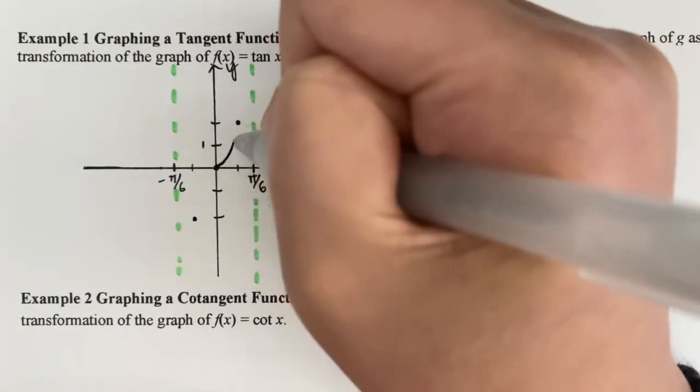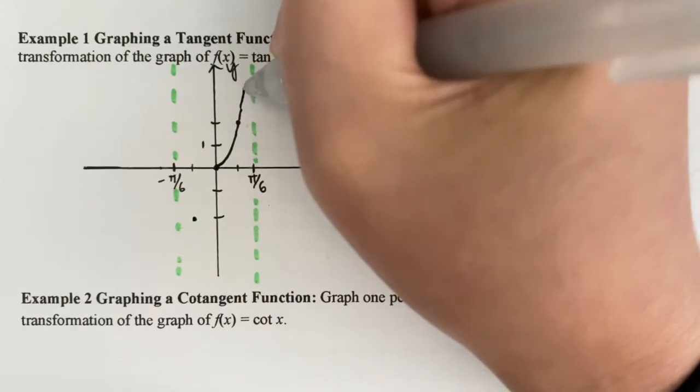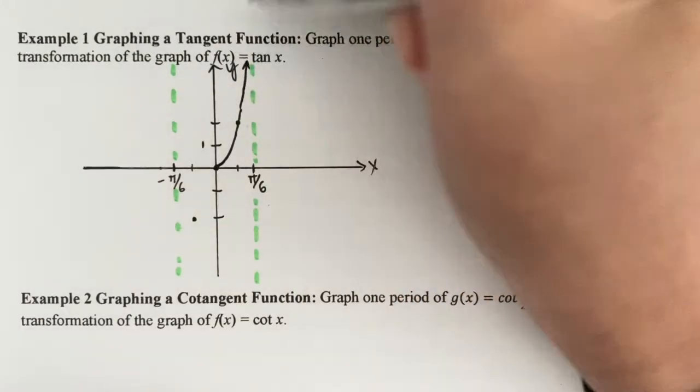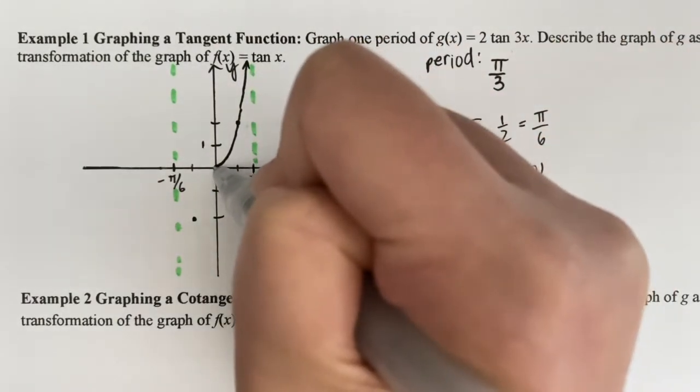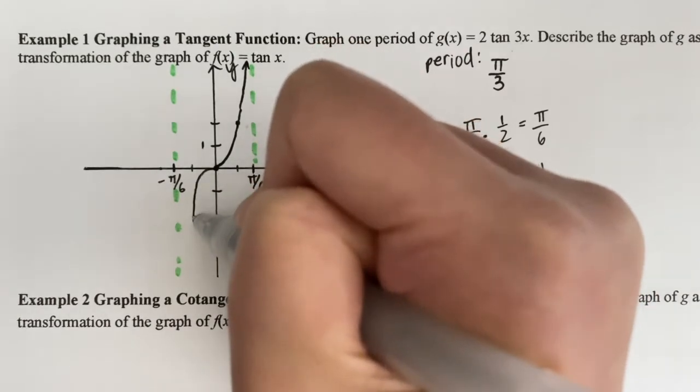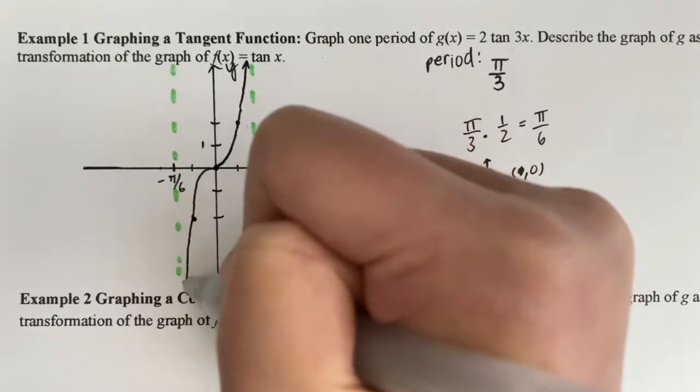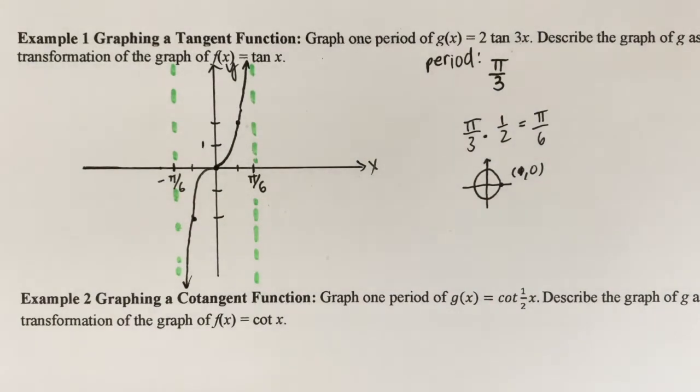So you want to draw a slight curve going upward, and then you want to draw it up towards the asymptote. And you want to do the same thing down here. So you want to draw a slight curve down to your point and then continue it very close to the asymptote. And there we go. We have one period of our function.